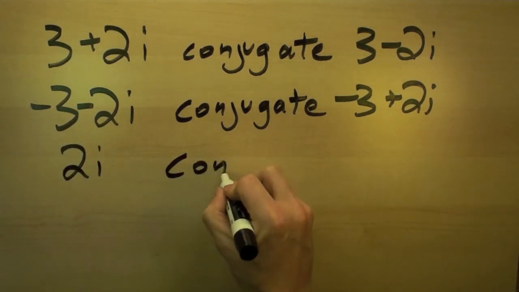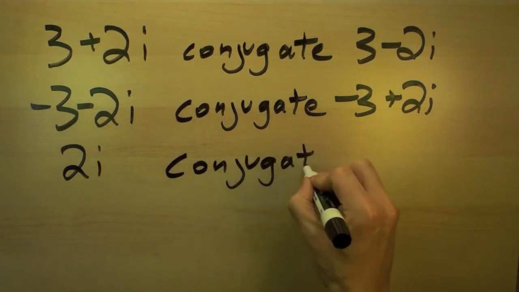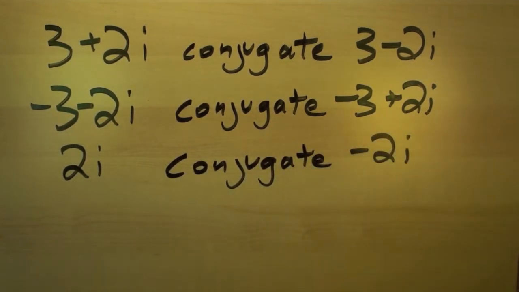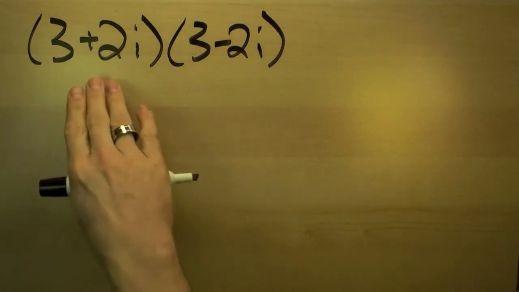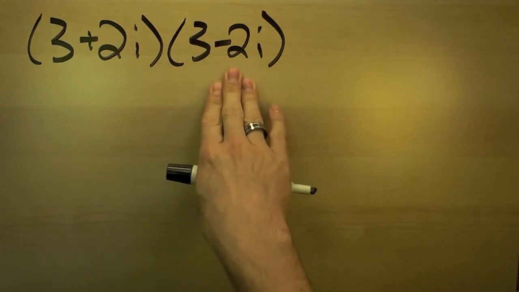2i has conjugate negative 2i. The conjugate can be helpful when we want to simplify or clean up an expression involving complex numbers. So notice what happens when we multiply 3 plus 2i times its conjugate.